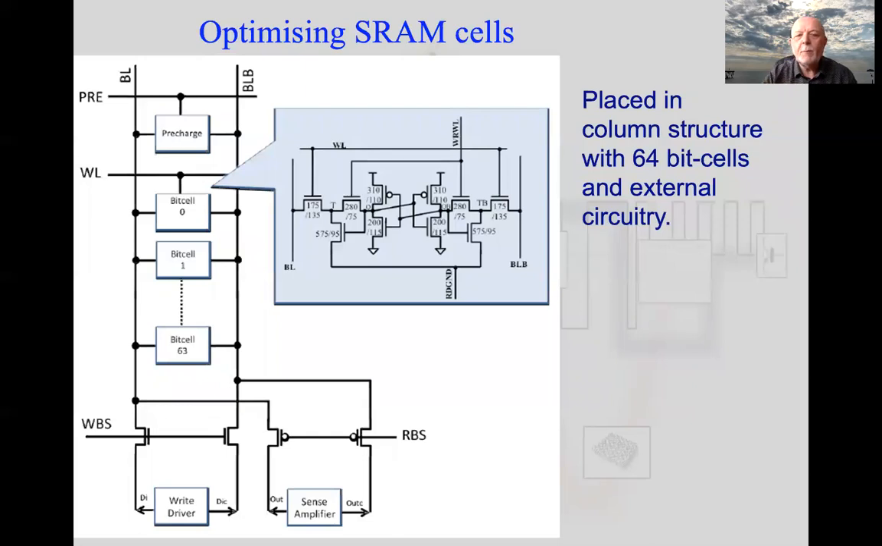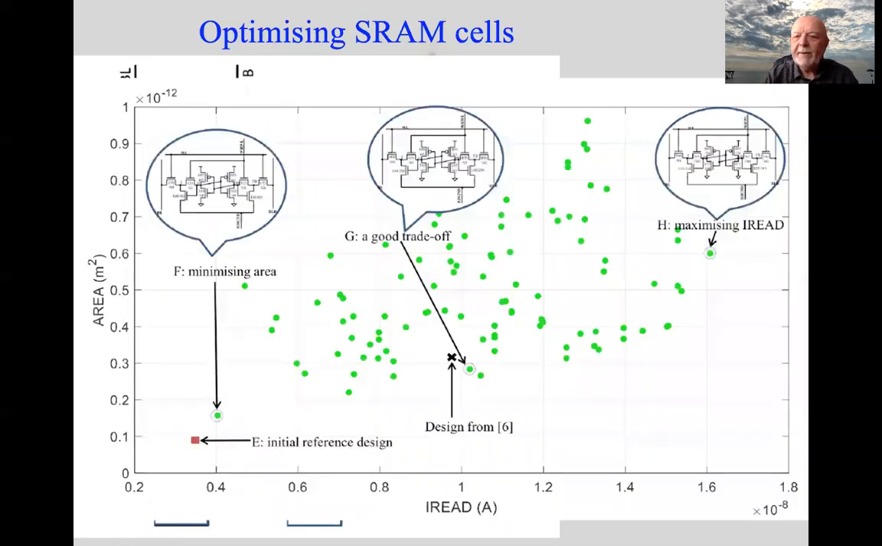And of course, a single cell in an SRAM is not so useful. So typically, these cells would then be put in a column. In this particular case, 64-bit cell. And then you've also got extra hardware, if you like, on either side. So you've got pre-charge circuits, and you've got drive circuits, and you've got sense amplifiers to see whether it's a 1 or a 0. So it then becomes a much more complex problem. So what we did was we did that, and then we applied the evolution again.